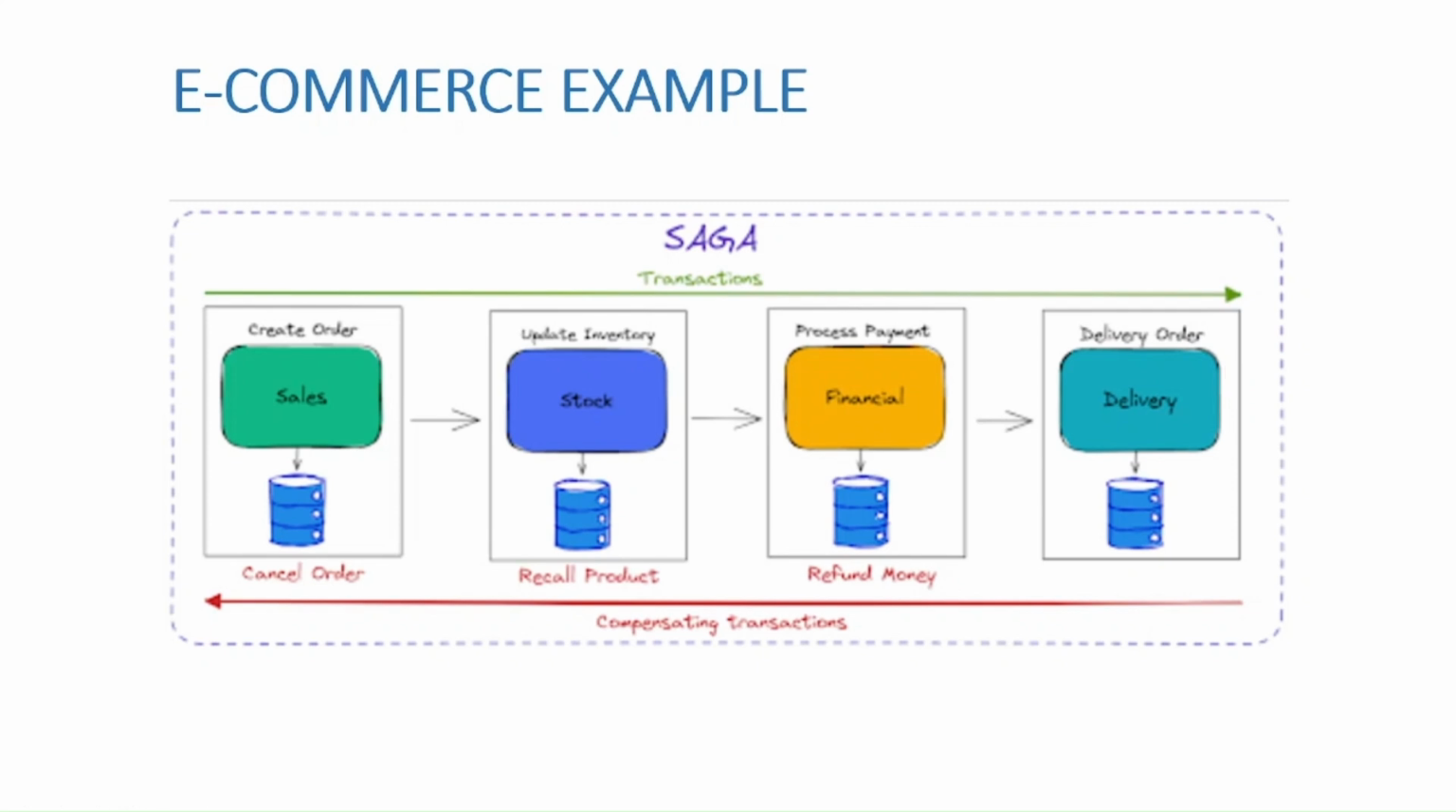Now, if any of the transactions fails, what happens? You have a compensation transaction. Each microservice will have two processes: a successful process, that is the transaction, and the other one, the compensation transaction. For example, for sales, either a create order would be executed or a cancel order would be executed.